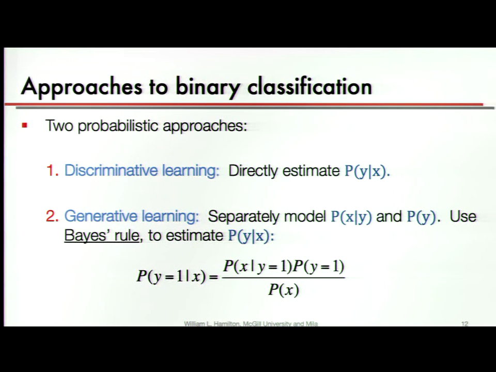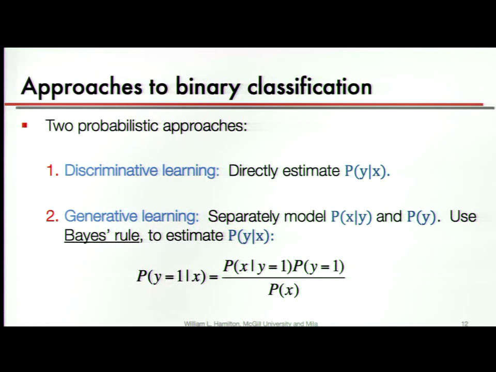Now, focusing on the probabilistic view, within probabilistic models of classification, there's again another split. And this split is between what is called discriminative learning and generative learning. And this is a very important distinction. There are many machine learning papers written comparing discriminative versus generative models. So what is the difference between these two?